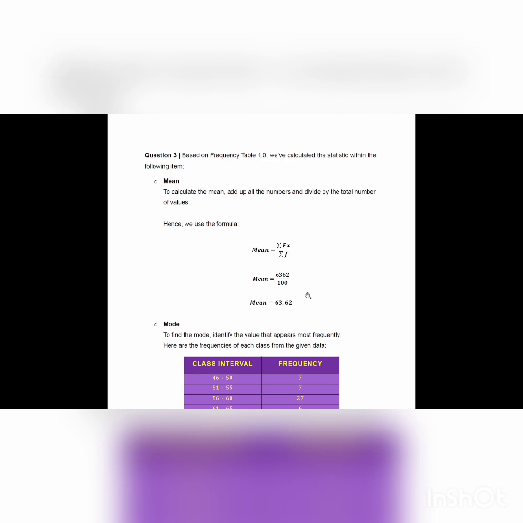For the data, the total of the product, which is 6,362, we divide by 100, equal to 63.62. Next, we move on to the mode. To find the mode, identify the value that appears most frequently. Here are the frequencies of each class from the given data.